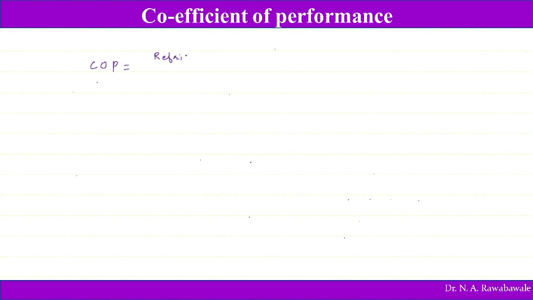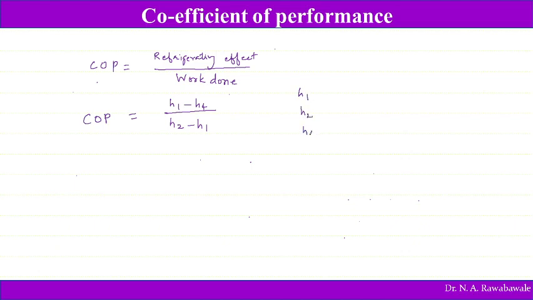So COP is refrigerating effect divided by work done. This refrigerating effect, which we have seen, is H1 minus H4, whole divided by work done, which is H2 minus H1. So this is the COP of a refrigeration system, where H1, H2, H4 are the enthalpies.